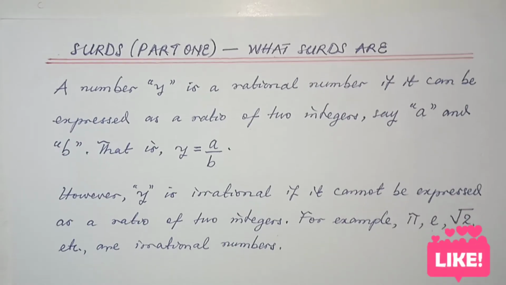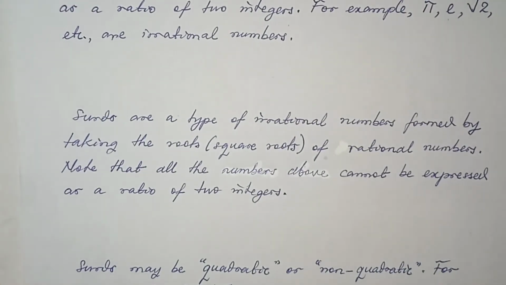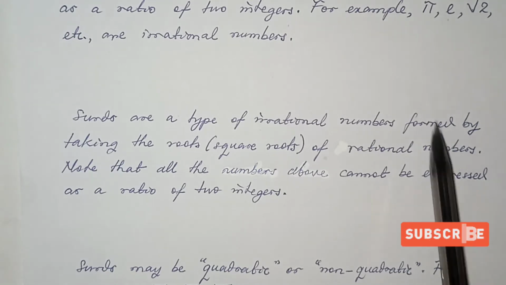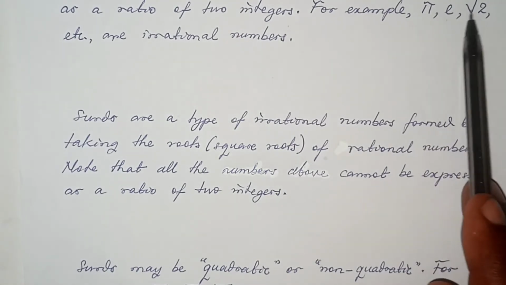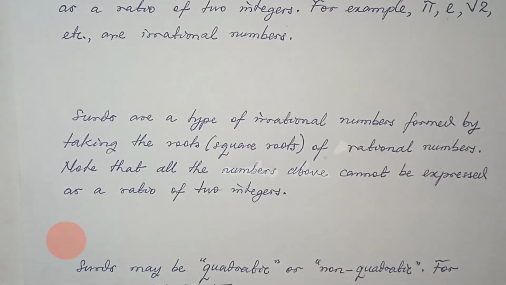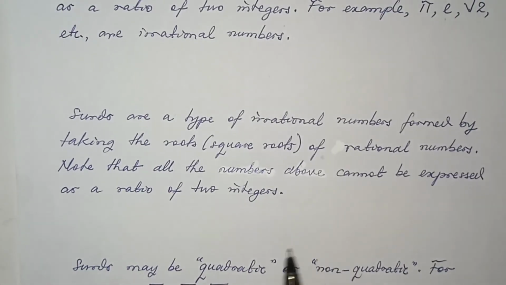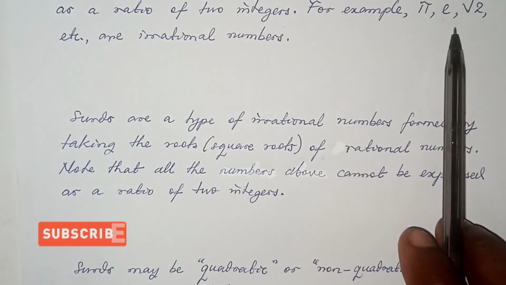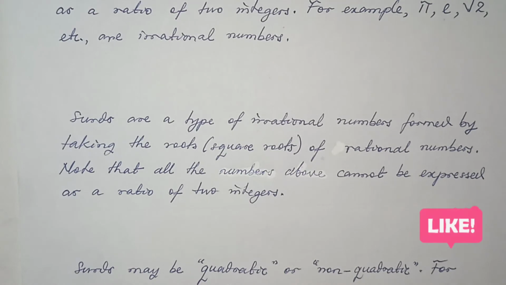So that being said, let us now look at what surds are. Surds are a type of irrational numbers formed by taking the roots of rational numbers. So surds are a type of irrational numbers obtained by taking the roots of rational numbers. Note that all the numbers mentioned above, the number pi, the number e, the Euler constant, and square root of 2, are examples of irrational numbers, and surds are other examples of irrational numbers because they only differ from these numbers we've mentioned earlier simply because of the way they are formed. Surds are irrational numbers formed by taking the roots of rational numbers.